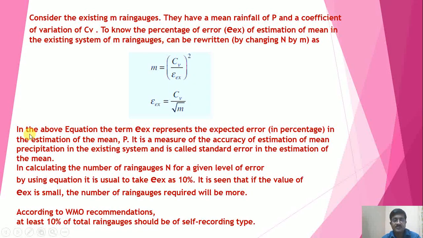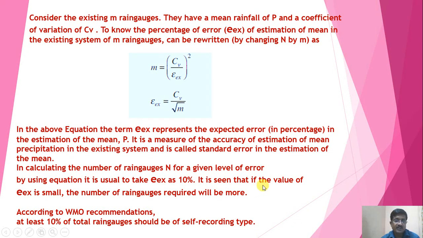It is the percentage of error E_X of estimation of the mean in the existing system of M rain gauges. In the above equation, the term E_X represents the expected error in percentage in the estimation of mean P. It is a measure of the accuracy of estimation of mean precipitation in the existing system and is called the standard error in the estimation of the mean. In calculating the number of rain gauges N for a given level of error by using the equation, it is usual to take E_X as 10%.